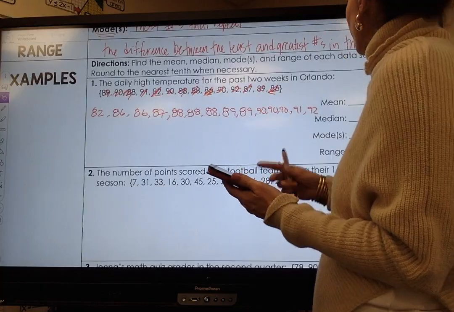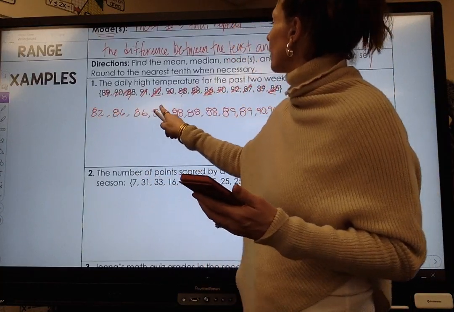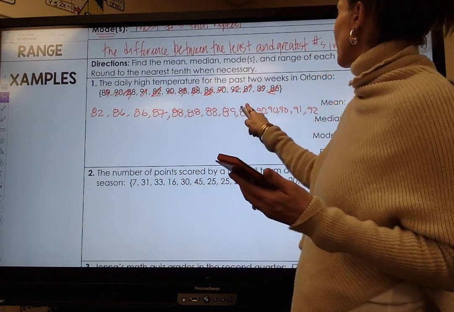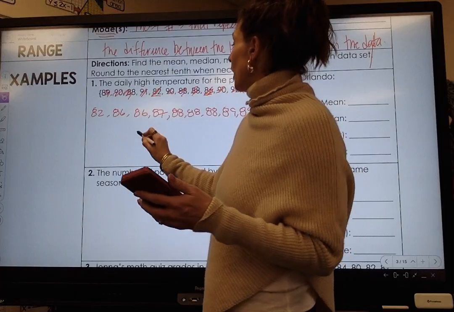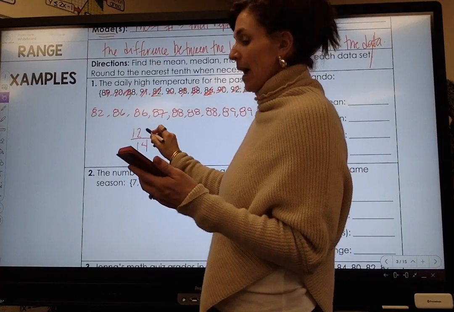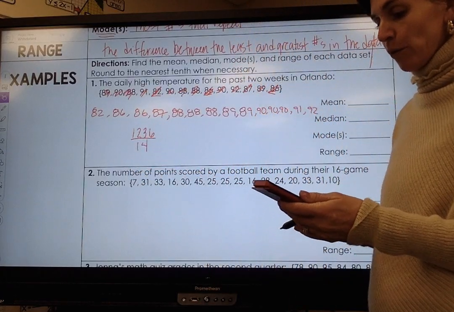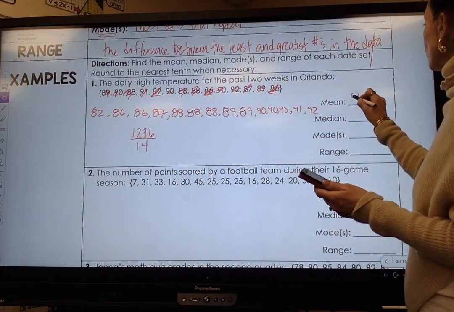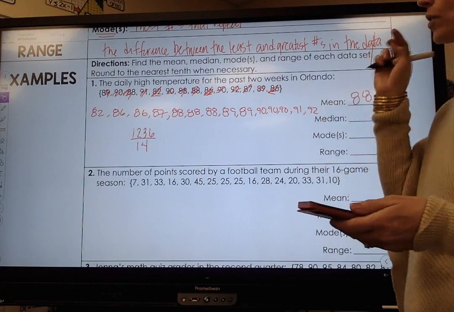I press enter, and then how many points do I have? I have 1, 2, 3, 4, 5, 6, 7, 8, 9, 10, 11, 12, 13, 14. So out of 14 total, when I added them all up, I get 1236. Now I'm going to divide it by 14, and the average is 88.3. I'm rounding to the nearest hundredth.